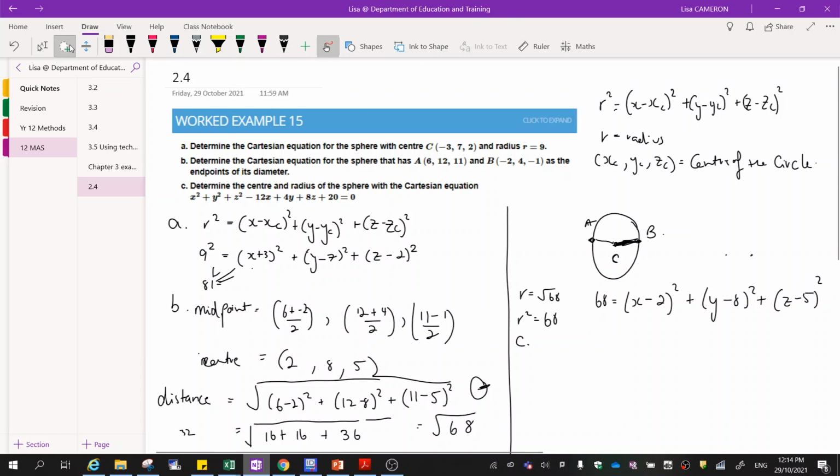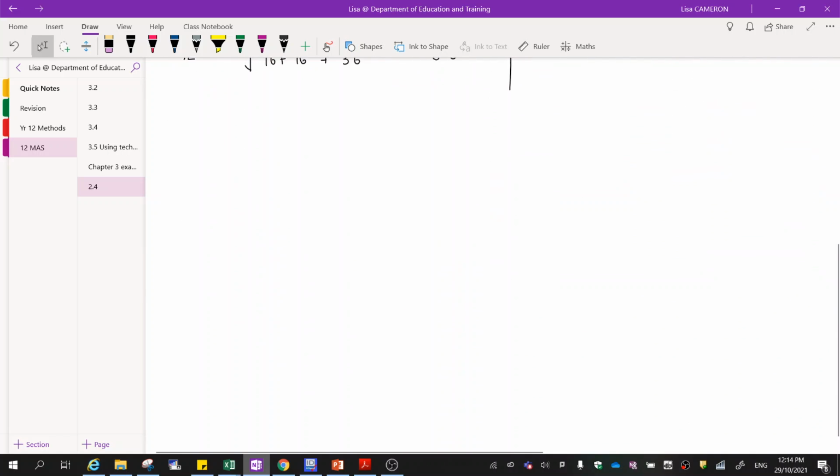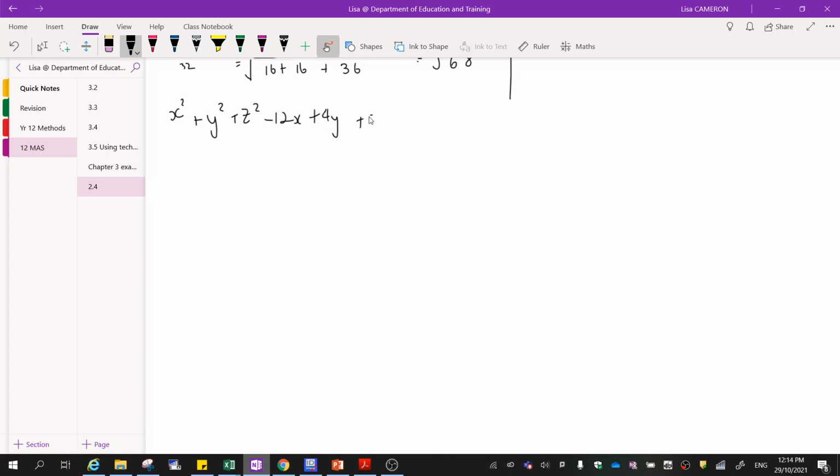So first thing I'm going to do is copy this bit so that I can do this down below. Okay, that didn't work. Whatever, I'll just do it the old school way. Okay, so here is the equation that we are given: x squared plus y squared plus z squared minus 12x plus 4y plus 8z plus 20 equals 0.